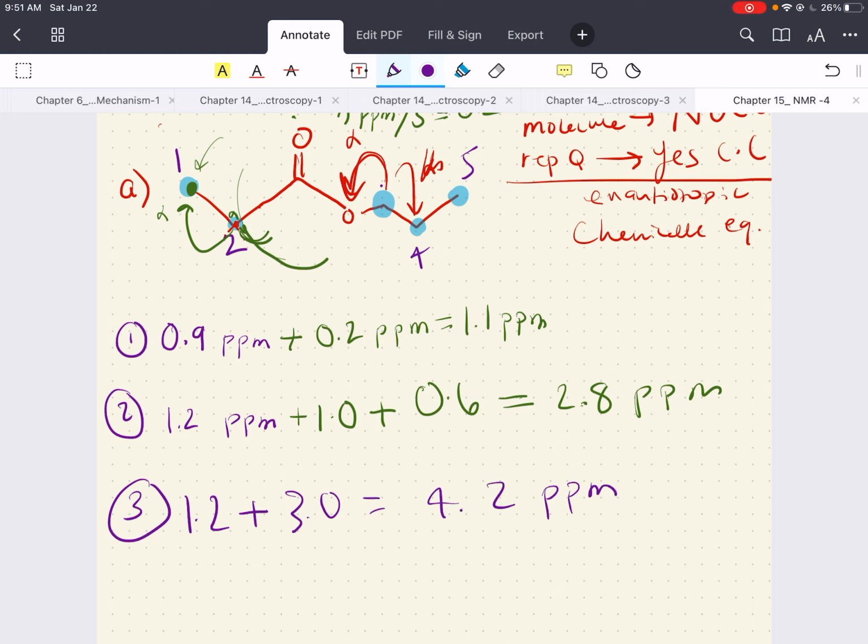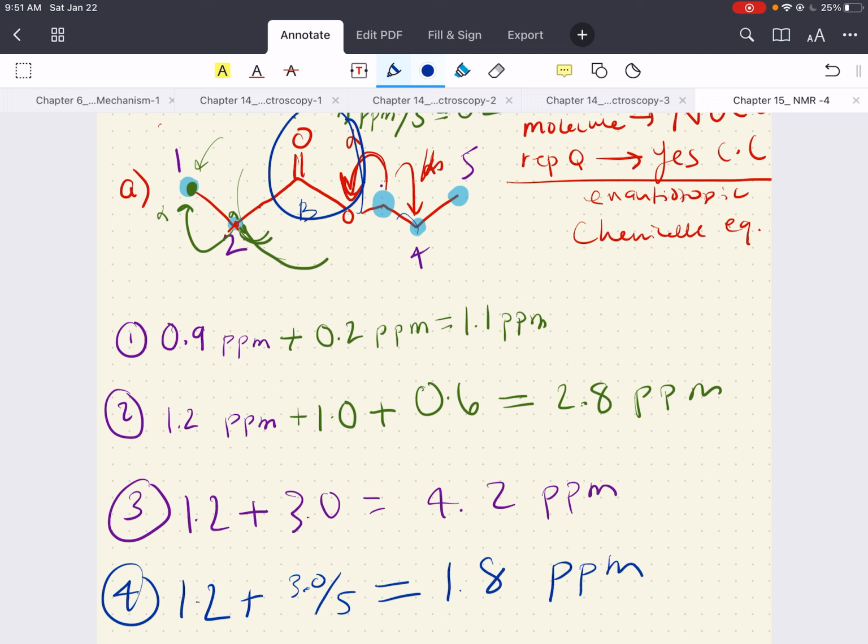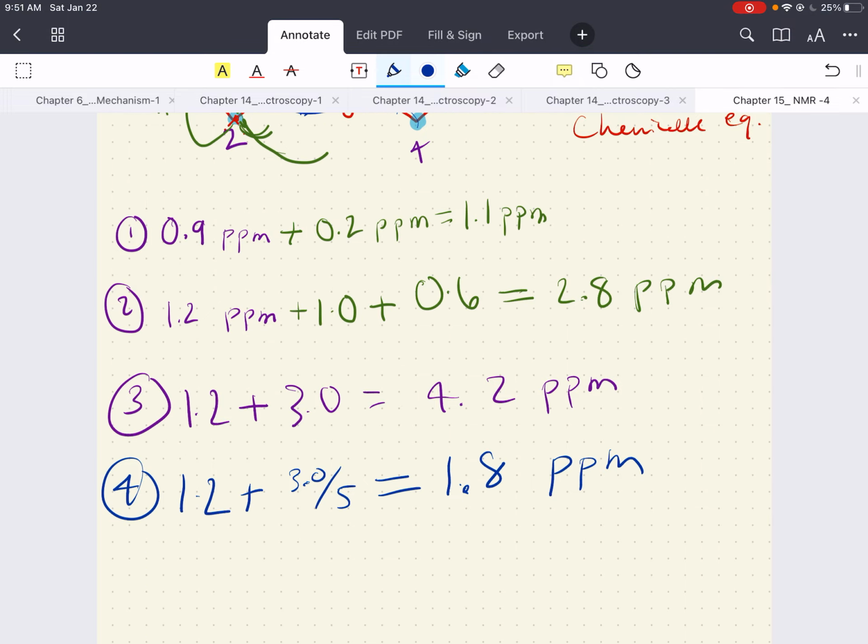Then we're going to look at signal 4. 4 is also a methylene, so 1.2. It's going to have this ester group in the beta position to it, so it's going to be 1/5 of the 3, which is 0.6. That is going to give us a chemical shift of 1.8 ppm. Position 5.